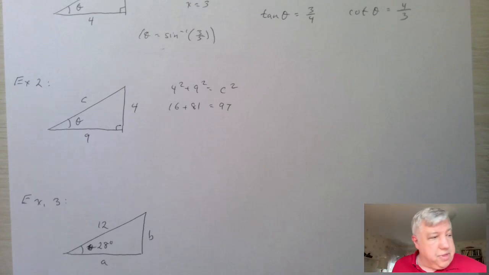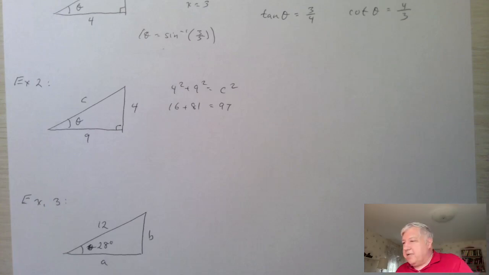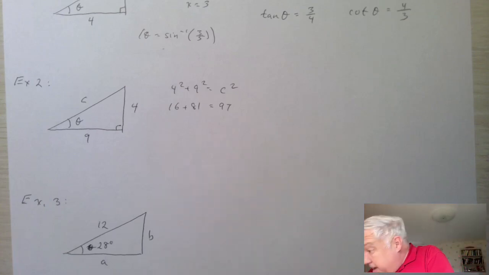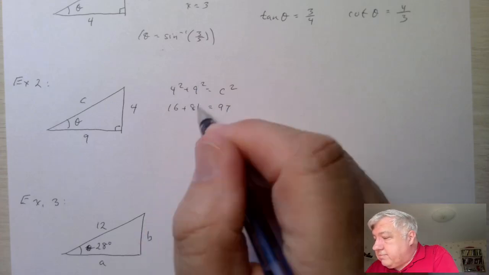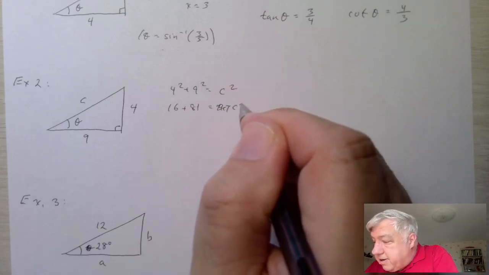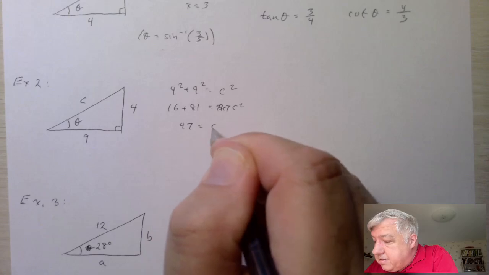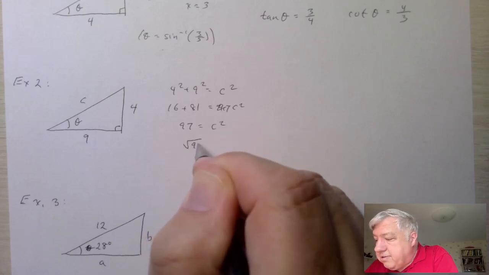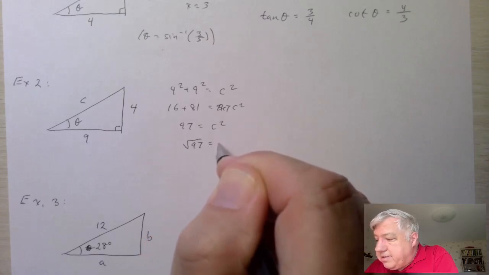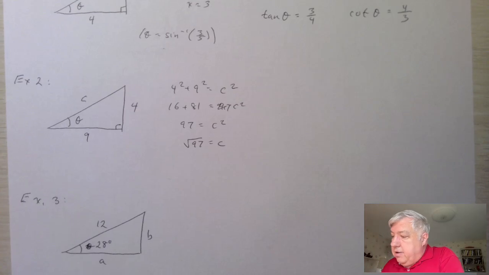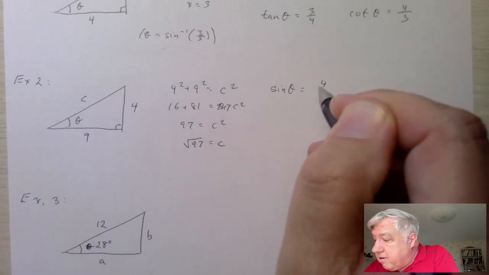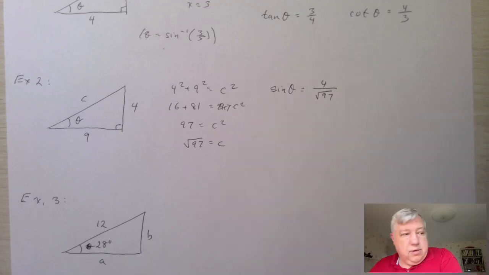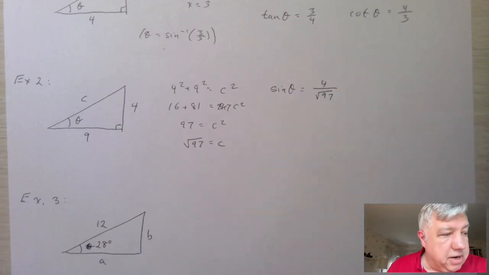It's a good thing I checked, because my notes are wrong, but this is correct, I think. So actually this is C squared, so this is 97. So C squared is 97, so C is going to be the square root of 97. All right, so then the sine of theta will be 4 over the square root of 97. And we won't worry about rationalizing things right now.